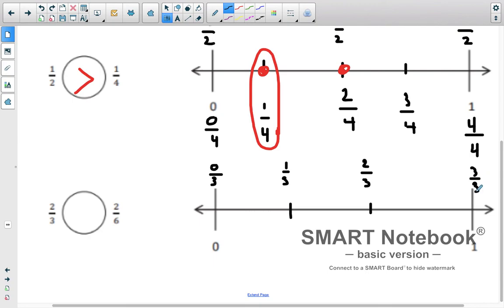Now, I just want to remind you before I move on, make sure that when you're making your number line, you're trying to make the sections as equal as possible. You don't want to jumble it up close. All right, so we did our thirds. Now, let's go on and do our sixths.